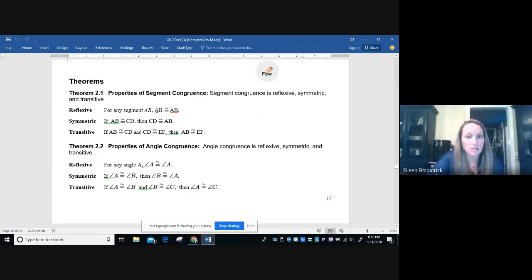But reflexive would say AB is equal to AB. I always think about my reflection, right? When you look in the mirror, you see the same thing. So on both sides of the equation or congruency statement, you see the same thing. Symmetric, I think about flip-flopping. Two things are symmetrical on both sides. You can flip them around, looks the same. So AB is equal to CD, then CD is equal to AB, that's symmetric.